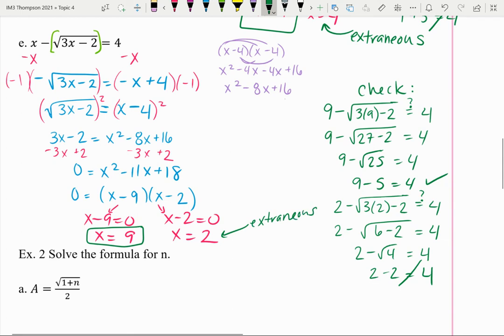It doesn't ask me to identify which one's extraneous, but I think it's a good thing for your notes so that you're clear why x equals 2 is not an answer. Woo! All right.